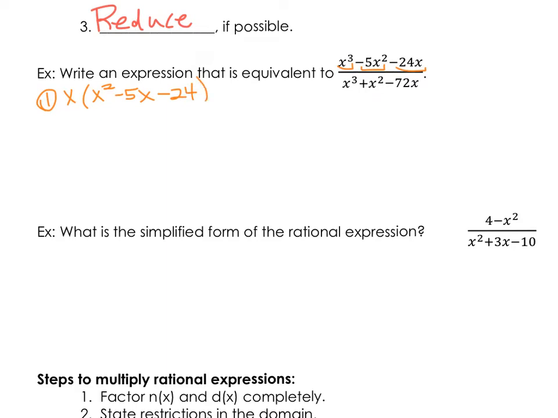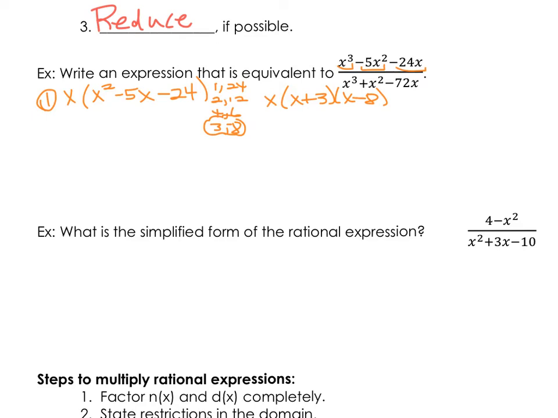Taking a look at what's left over on the inside, x squared, bx, and c, if we factor 24, numbers that go into 24 are 1 and 24, 2 and 12, 4 and 6, or 3 and 8. And 3 and 8 we could work with to multiply and get negative 24 and also add to get negative 5 if we use positive 3 times negative 8. The numerator then factors to x times x plus 3 times x minus 8.